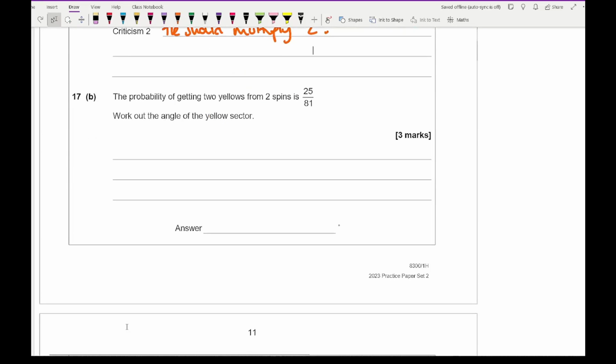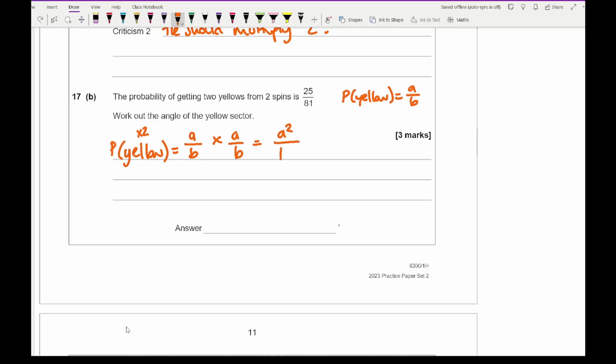Then for question 17b, it says the probability of getting 2 yellows from 2 spins is 25 over 81. Work out the angle of the yellow sector. Well, for this, we don't know what the probability of getting a yellow is, so let's just assume that the probability of getting a yellow is A over B. Now the probability of getting 2 yellows, well, we need to do A over B times A over B. So that becomes A squared over B squared.